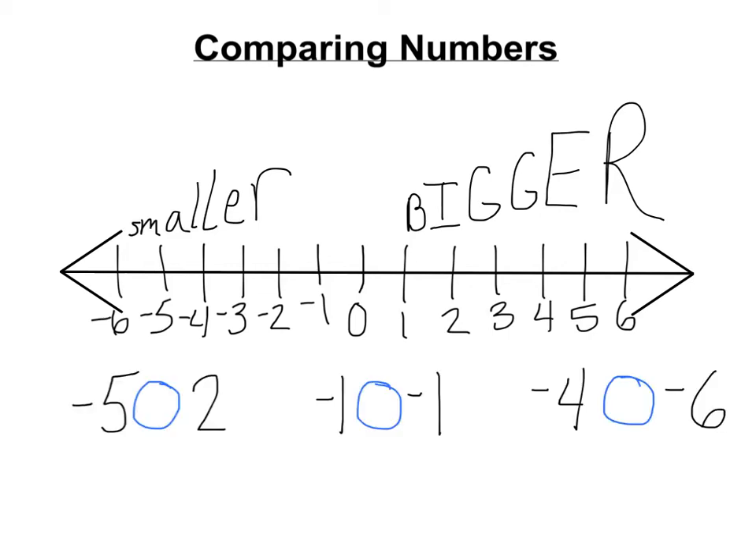So if I take a look at the number line, I see negative 5 right here, but negative 2 is over here. Well, the number further on the right is going to be larger. So negative 5 is less than negative 2. So a less than sign is going to look like that.